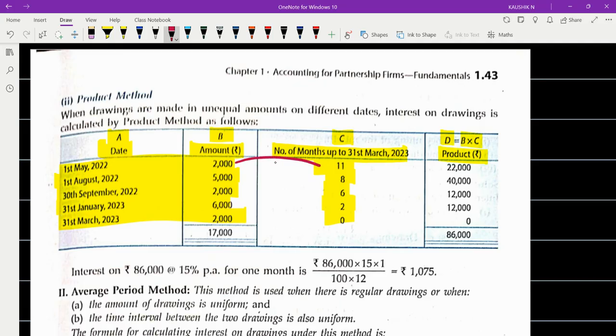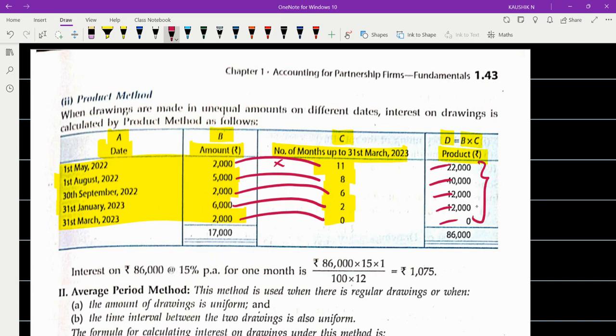2,000 into 11, you'll get 22,000. 5,000 into 8, 40,000. 2,000 into 6, 12,000. 6,000 into 2, 12,000. 2,000 into 0, 0. Once you have the products, total them: 22,000 plus 40,000 plus 12,000 plus 12,000. This will give you a total of rupees 86,000. The third column need not be totaled, though even if you total it, there is nothing wrong.